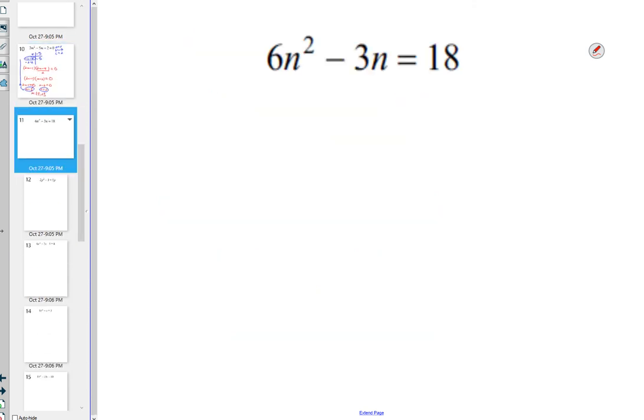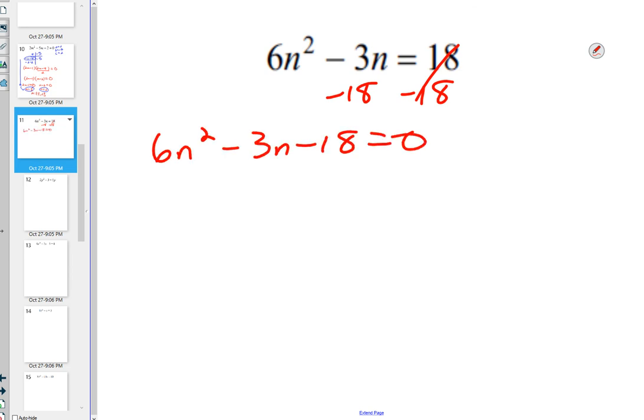Okay. Did we do this one? No. Okay. First step: make it equal to 0. It's not done for you here, so we have to do it. Minus 18, minus 18. So if I write this in standard form, 6n squared minus 3n minus 18 is equal to 0. What do we look for next?